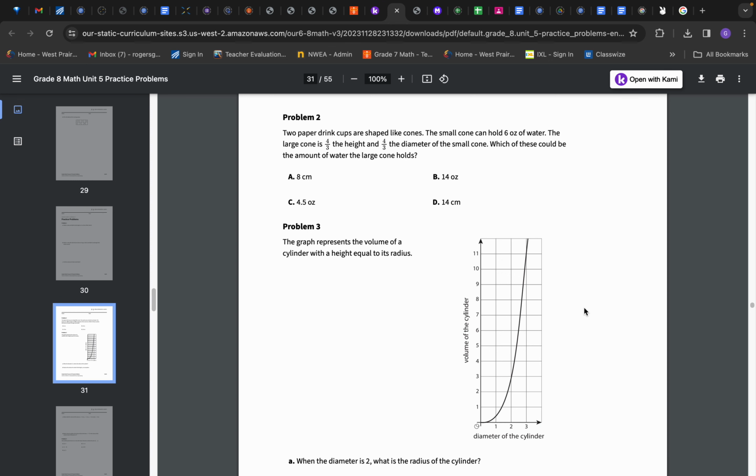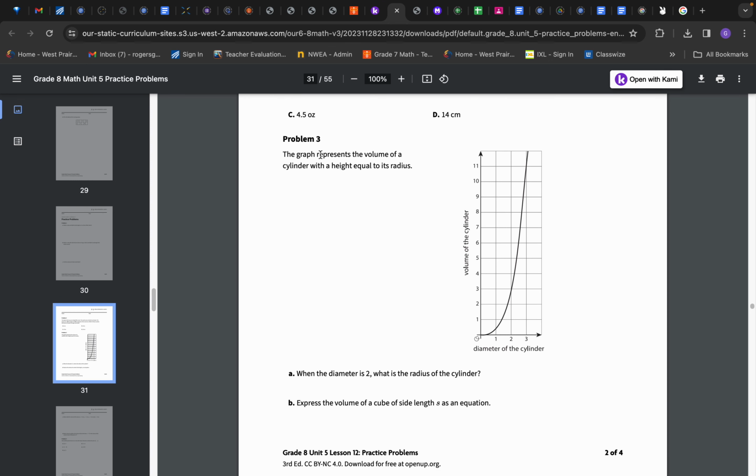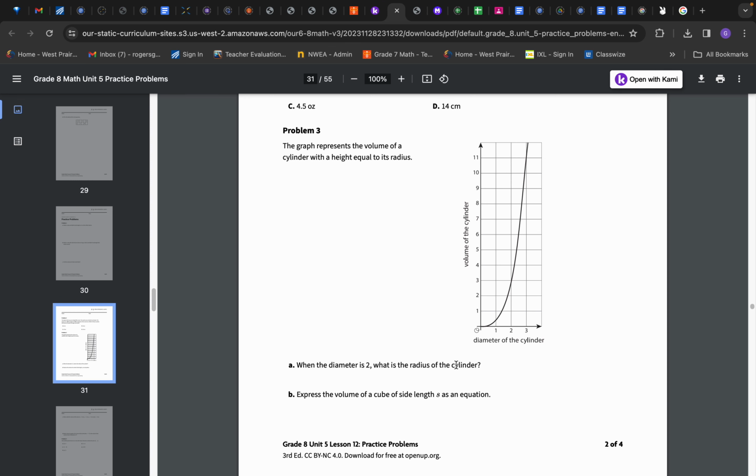And then problem 3, the graph represents the volume of a cylinder with the height equal to its radius. When the diameter is 2, go right down here to 2, what's the radius of the cylinder? Well, first off, we do know that a radius is half of a diameter, so that one's pretty simple. And then it says express the volume of a cube of side length S as an equation.